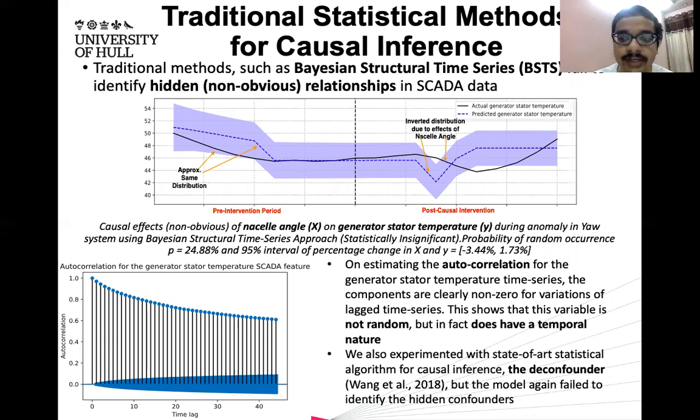And we also experimented with another causal inference model, the deconfounder, which was proposed by Wang et al. in 2018.